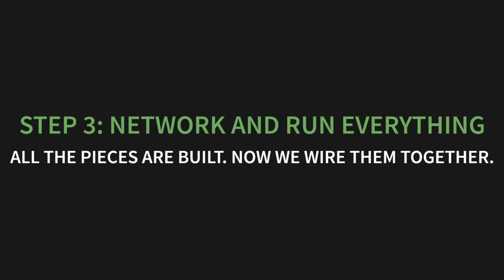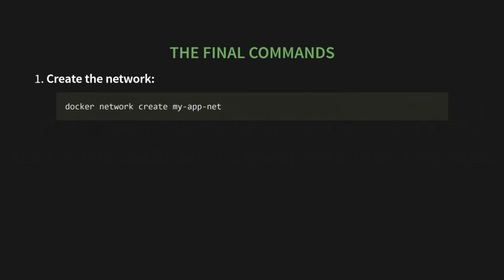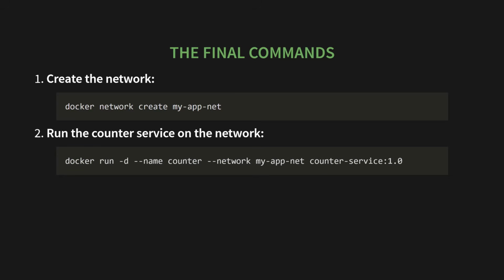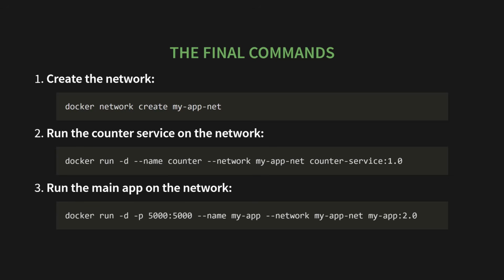Step 3. Network and run everything. All the pieces are built. Now we wire them together. Here are the final commands. There are 3 of them. 1. Create the network. The command is docker network create my-app-net. 2. Run the counter service on the network. 3. Run the main app on the network.